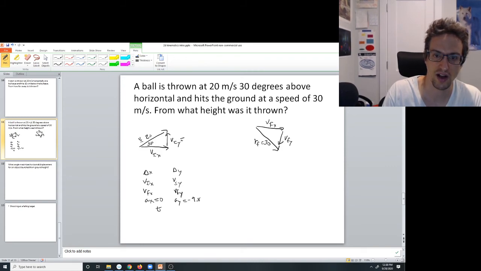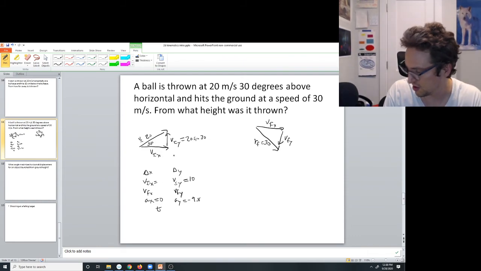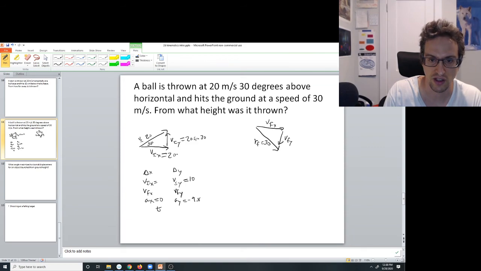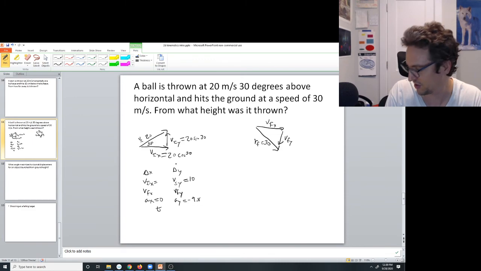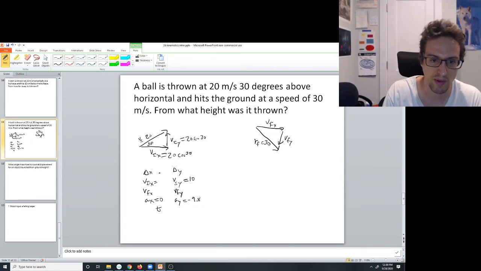So V initial Y is 20 sine 30, which is easy, that's 10. And V initial X, you gotta do the cosine thing. It's going to be 20 cosine 30, and that's just not as easy to do in your head, but I did it ahead of time, and it's about 17.3.